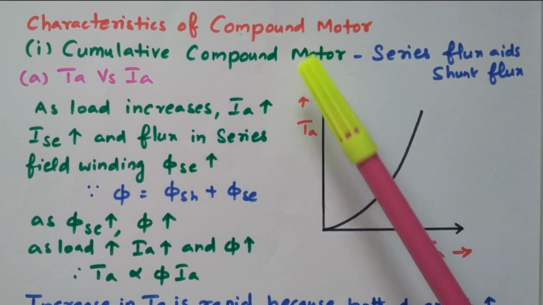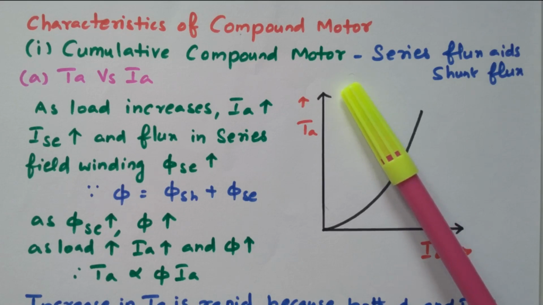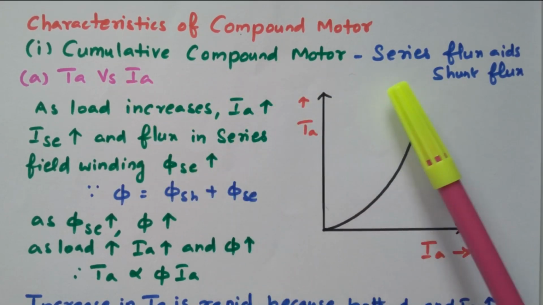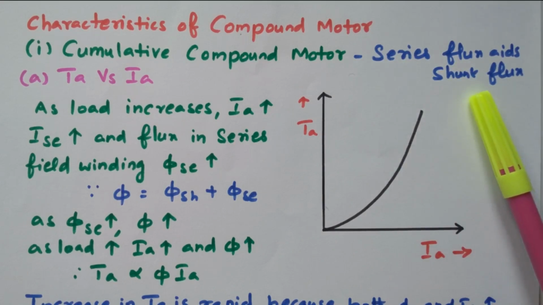The compound motor means we have a series field as well as a shunt field, both are available. Based on the connection, it is divided into cumulative compound and differential compound. First we will see the cumulative compound. Cumulative compound means the series field is added with the shunt field. Both are added together. The series field flux is added with the shunt field flux.